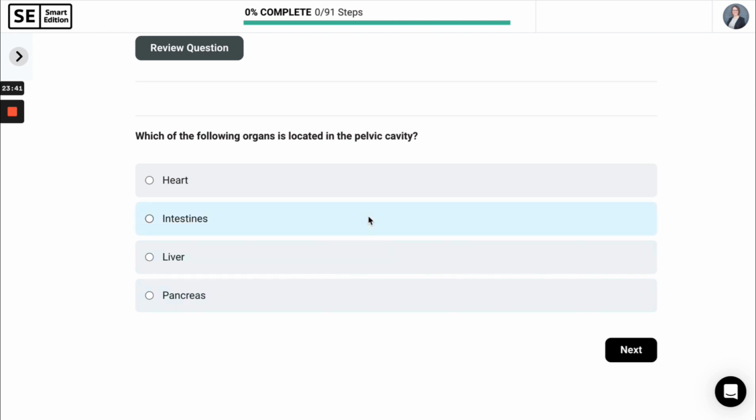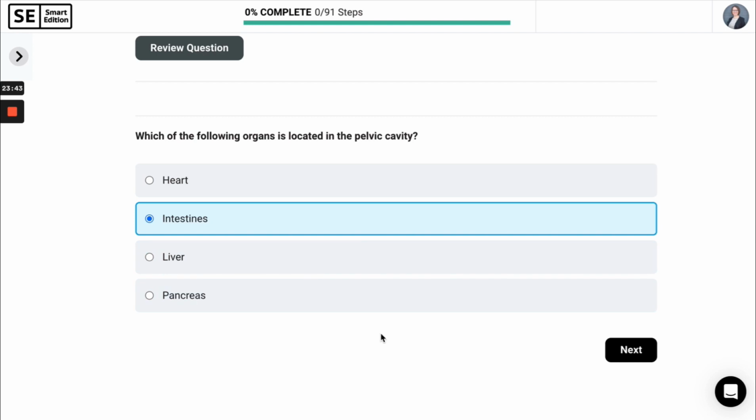The correct answer here is intestines. Remember, part of the intestines are located within your pelvic cavity. The heart is located in the thoracic cavity, and the liver and the pancreas are in the abdominal cavity.